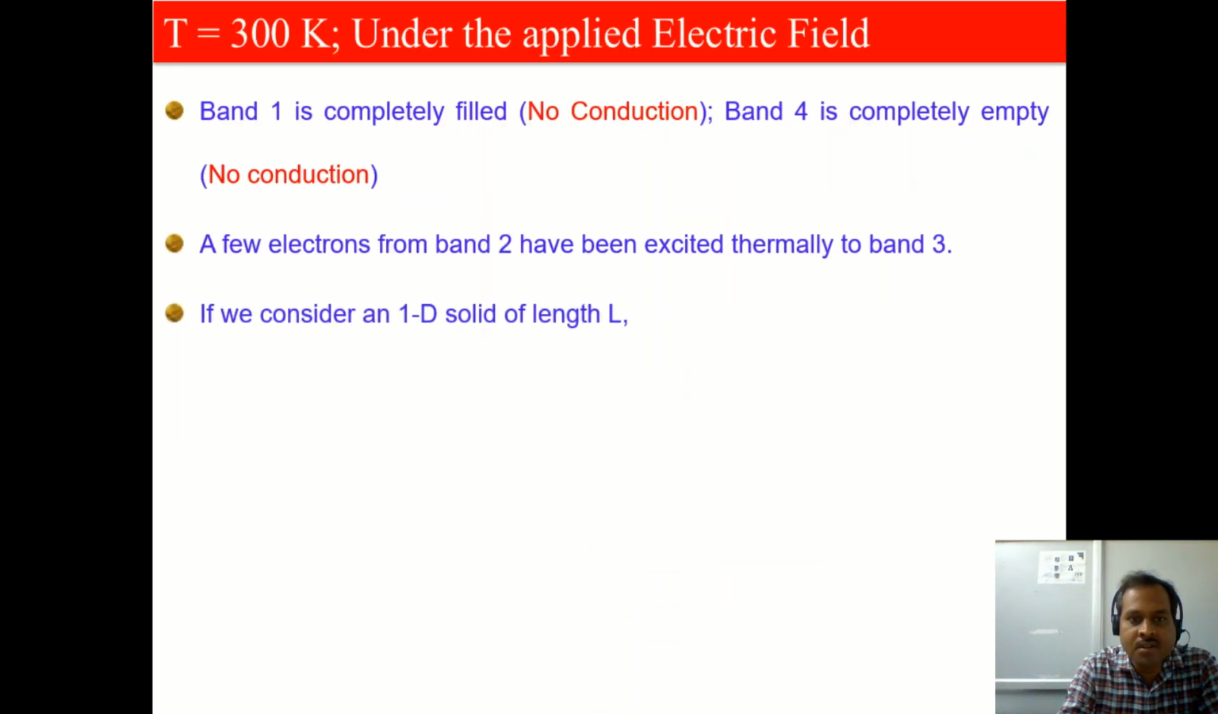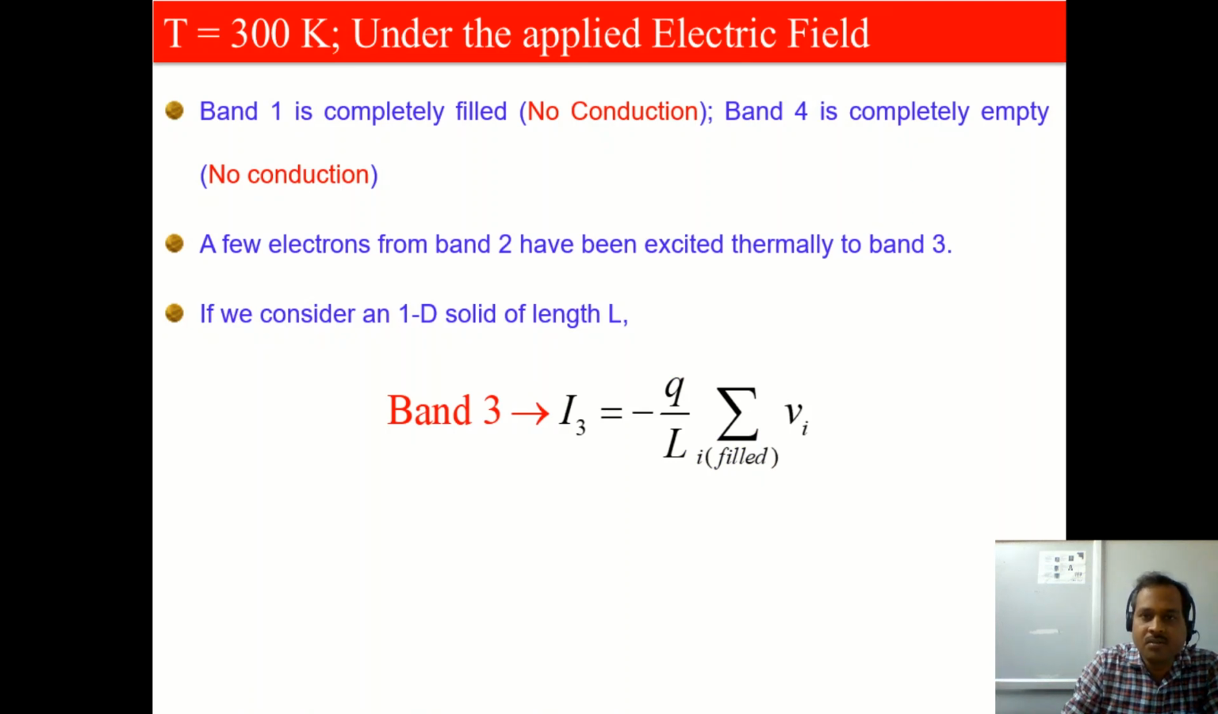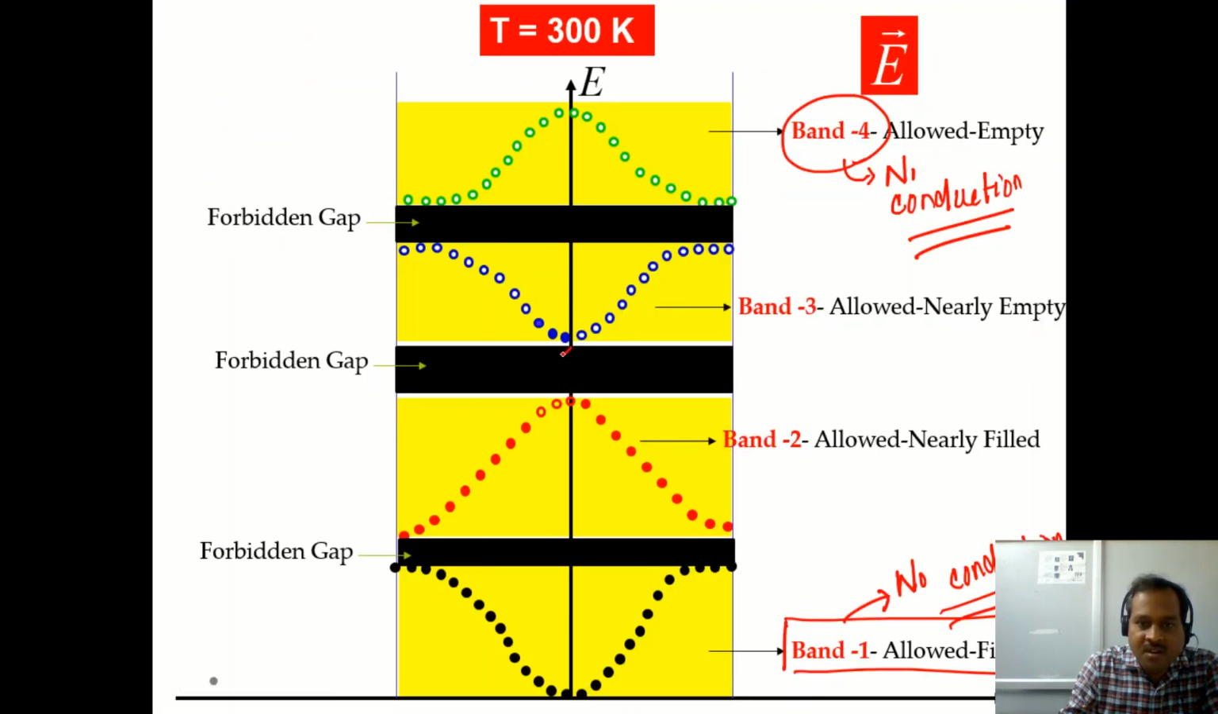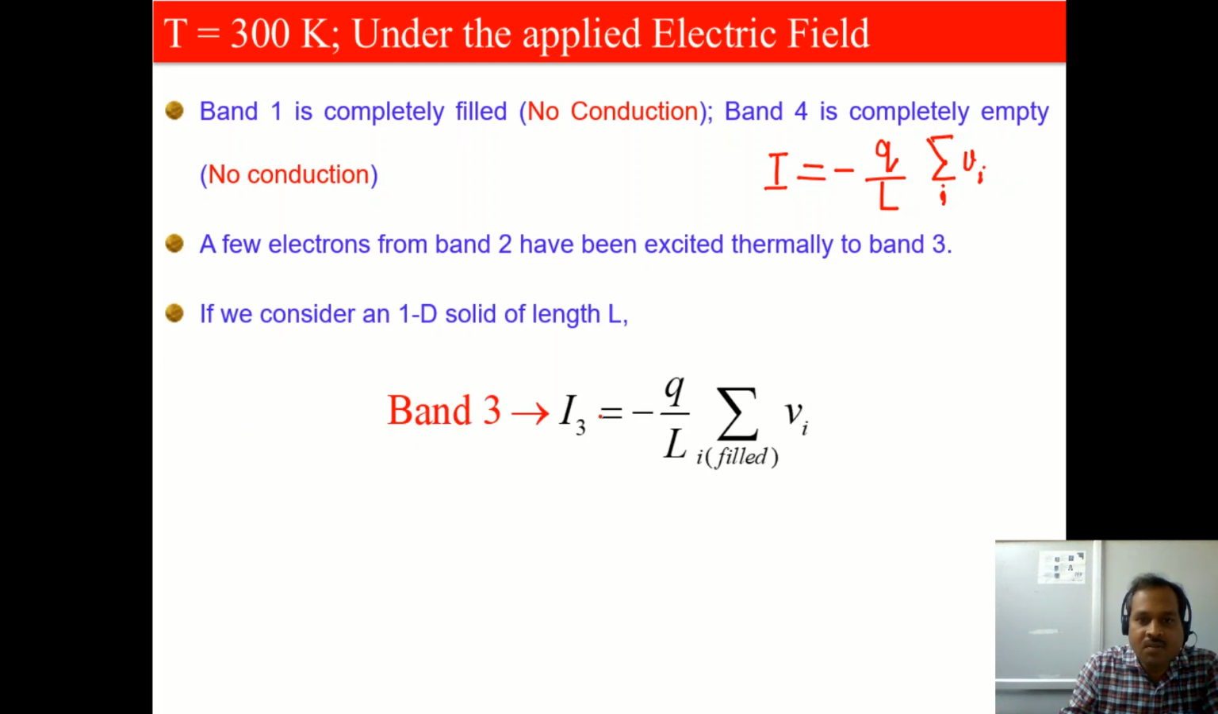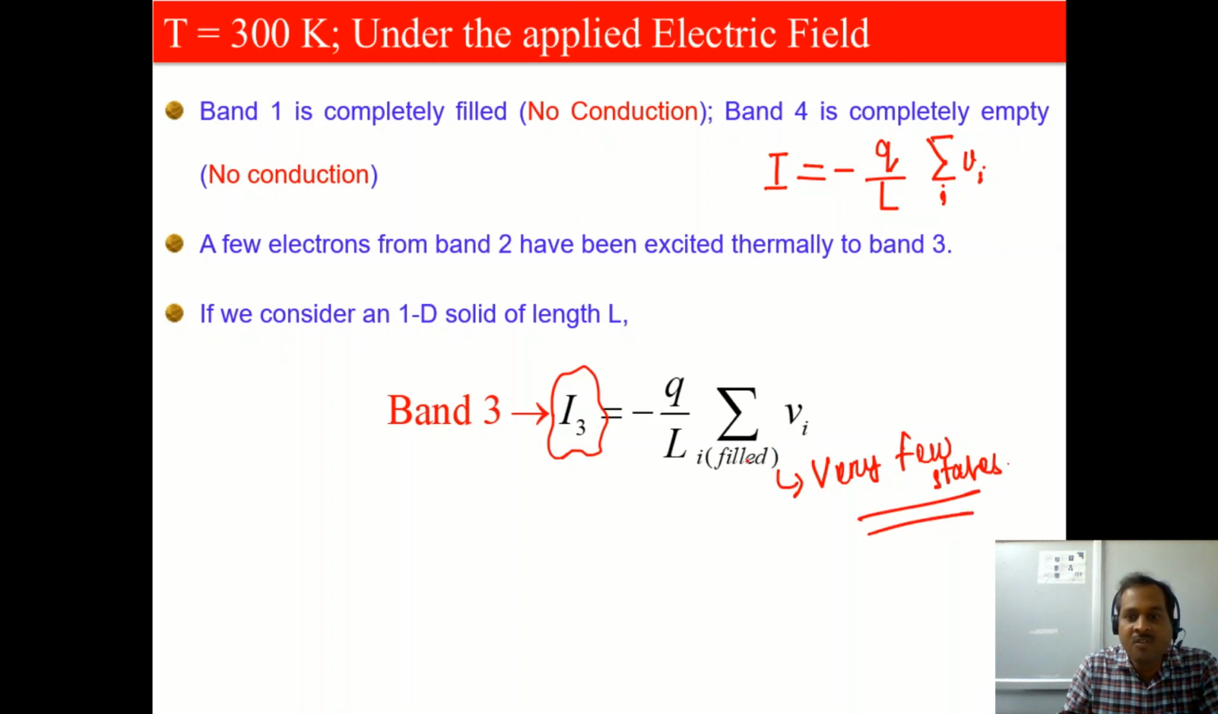For that, let us rewrite the expression for the current. We have defined the current to be equal to minus Q by L, assuming a one dimensional solid, summation over all the states of v_i. So band 3, let me go to band 3 once again. Band 3 contains very few states which are occupied. So you have to take the summation of these filled states, then we can get the current flowing due to band 3. So the current due to band 3 will be equal to minus Q by L, sum over all the filled states, and this number is very less, very few states are occupied. So sum over the velocity of very few states which are occupied.